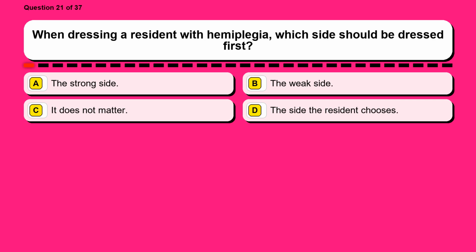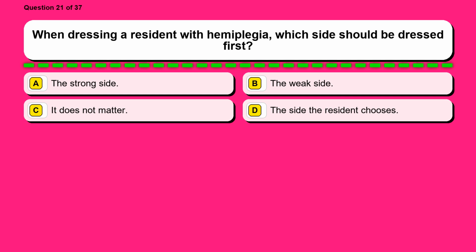Question 21. When dressing a resident with hemiplegia, which side should be dressed first? Option A, the strong side. Option B, the weak side. Option C, it does not matter. Option D, the side the resident chooses.